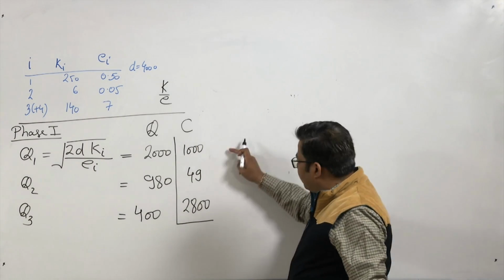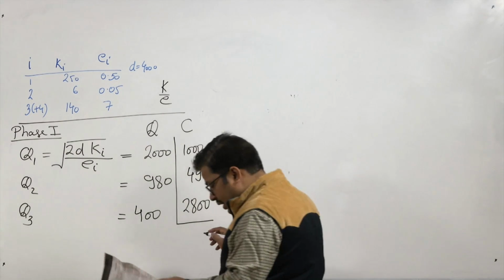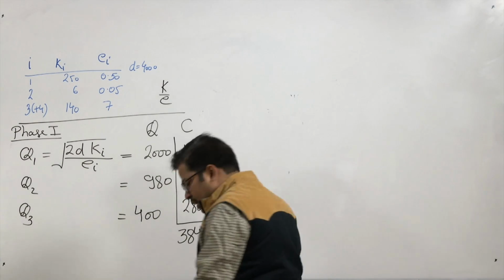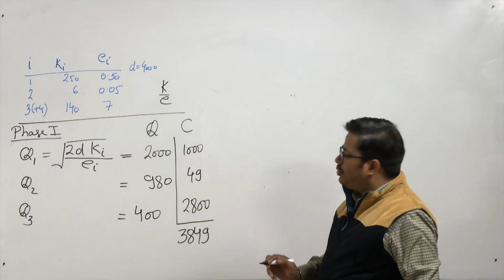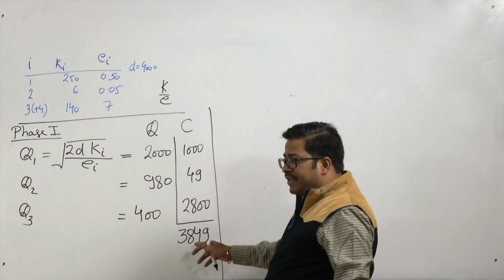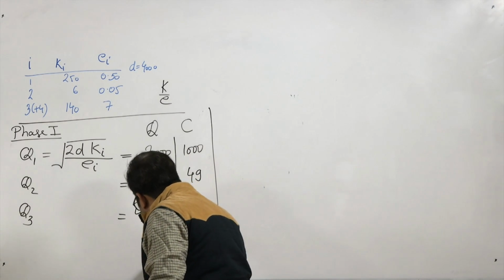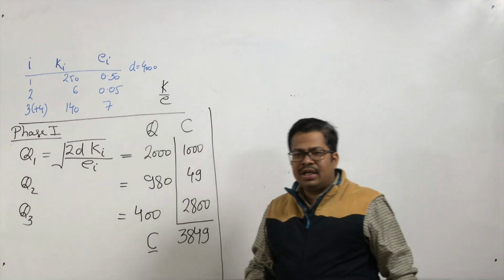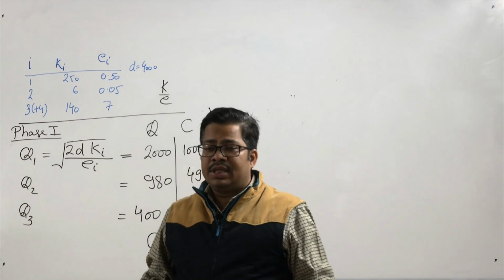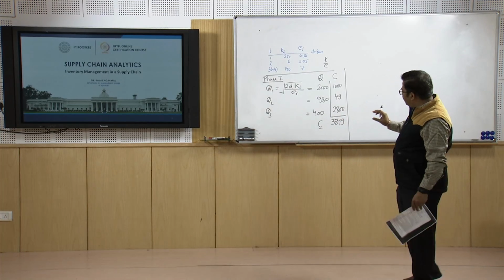So, the total value of the cost in the first phase is about 3849. This is the total cost which will come to you. Now, let us see, the idea is, can we further reduce? This we already discussed is known as C lower bound. We cannot have total cost worse than this. This is the highest total cost of inventory our supply chain will incur.